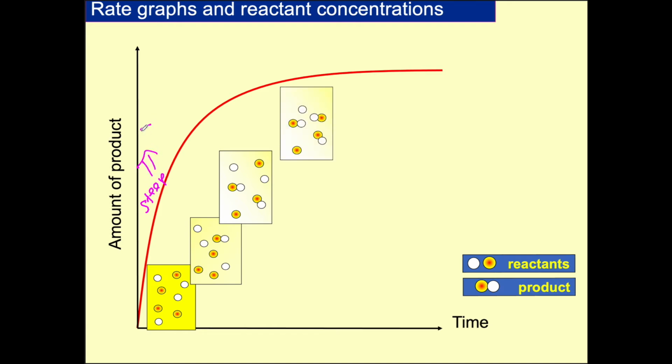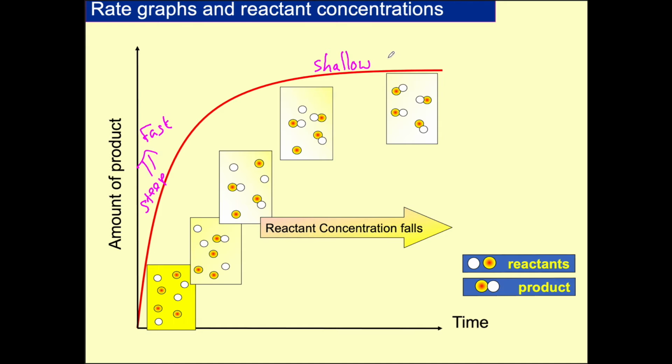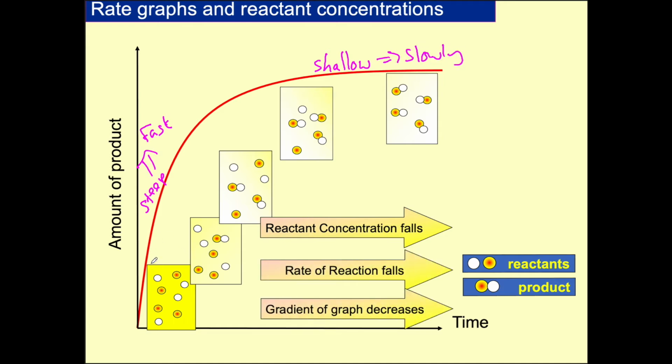and so this is telling us it's happening quickly, it's fast, whereas here we've got a shallow gradient, and therefore it's happening slowly. So our gradient of the graph is decreasing over the reaction, and that is because our rate of reaction is falling, and that's because we have fewer reactants. So that's what it means by reactant concentration falling: we have fewer reactants in that mixture, and therefore our rate of reaction is going to fall.